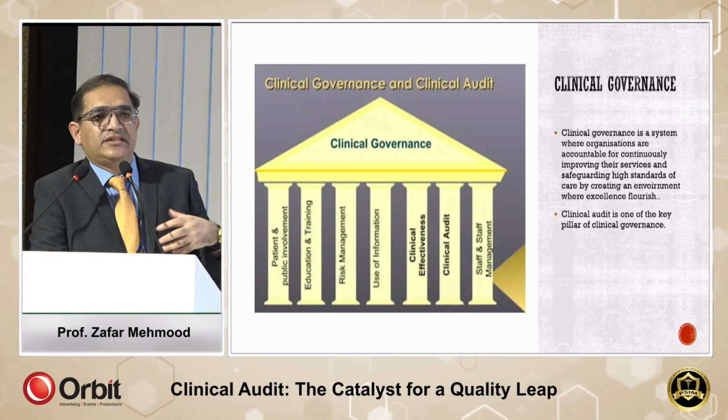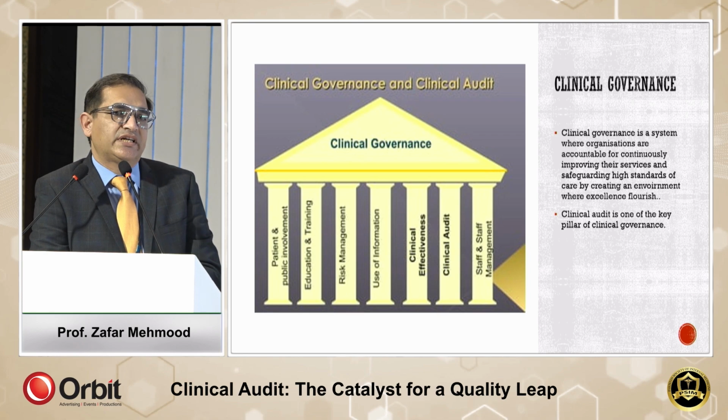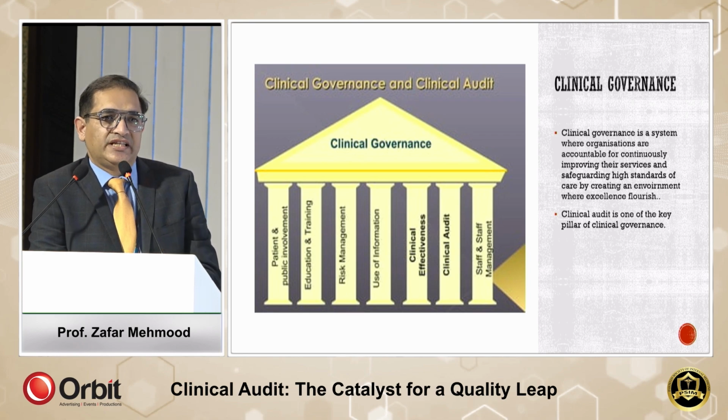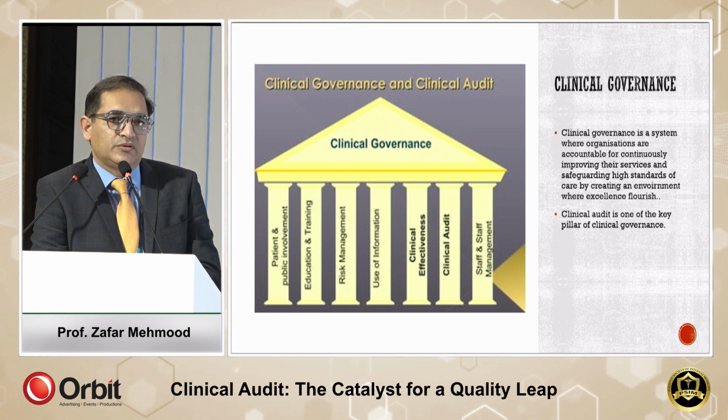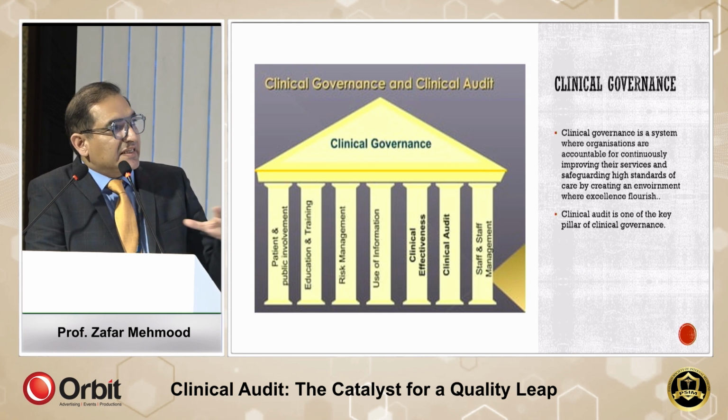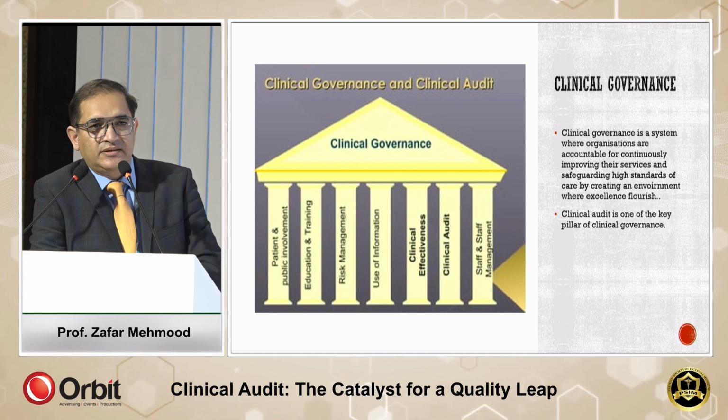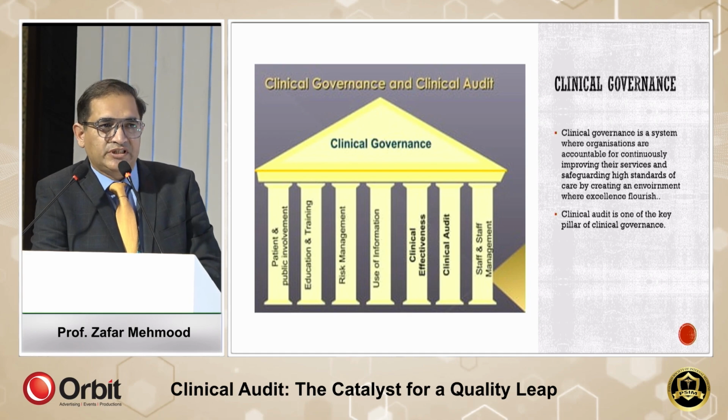So clinical governance is basically accountability. Any organization where we are working is basically accountable to make sure that they provide the best to their patients and customers. So the clinical governance building is based on these 7 pillars, and audit is one of the most important things there.